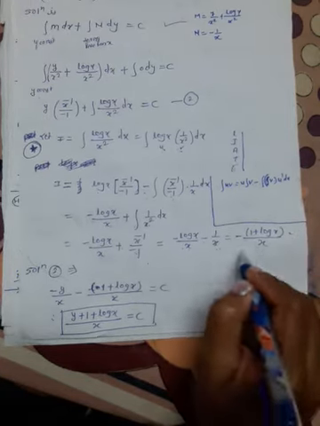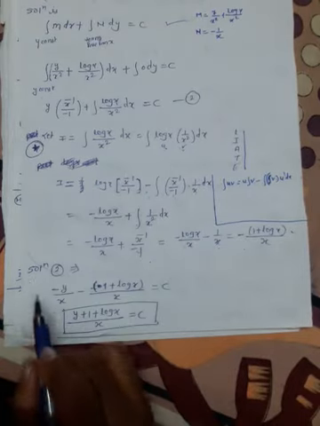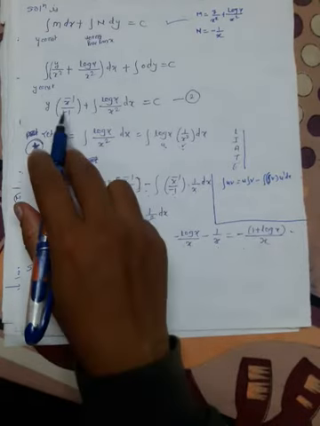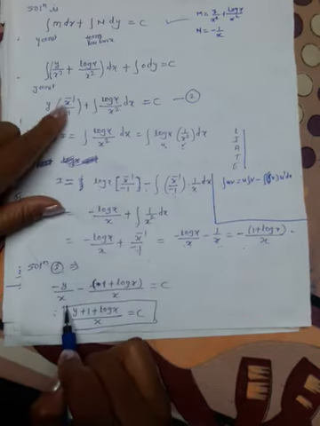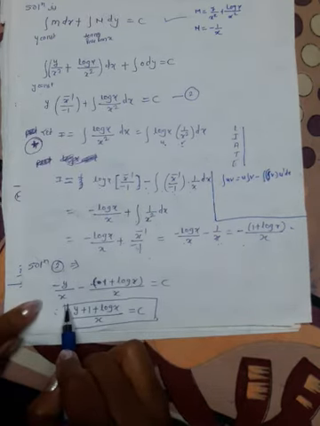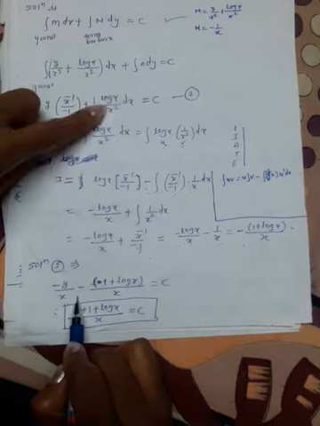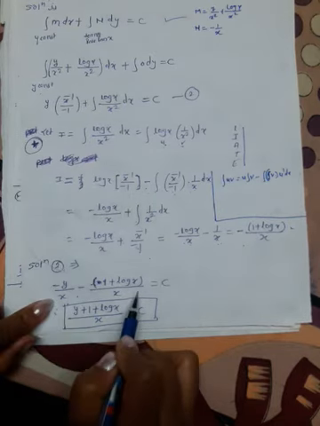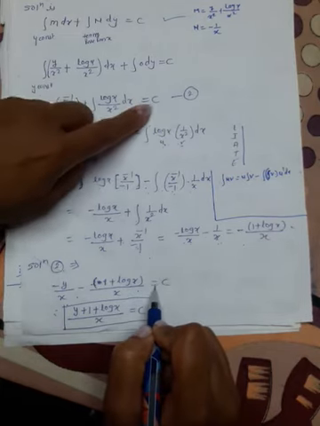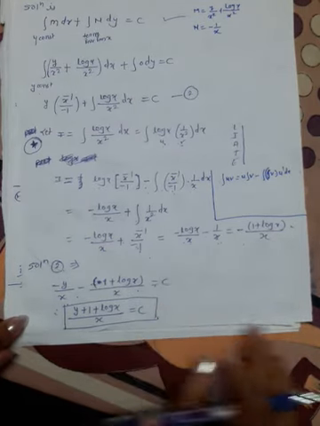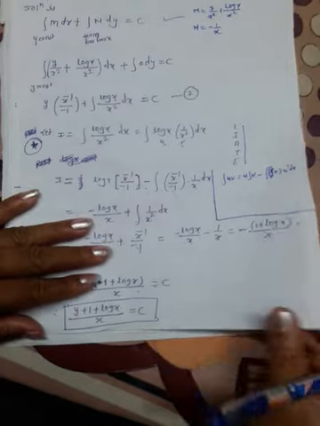Okay, now put this value in the above answer. We get the solution: 2y into minus y upon x, this x comes to the denominator, minus this integration, is this integration, minus as it is this 1 plus log x upon x is equal to the integration constant c. Okay, this is the solution.